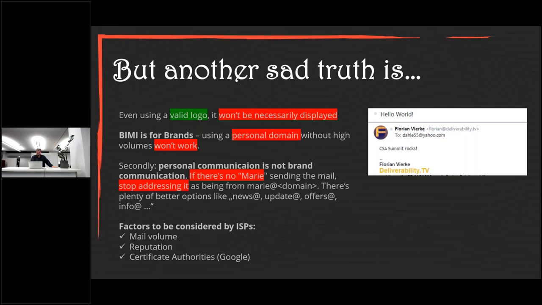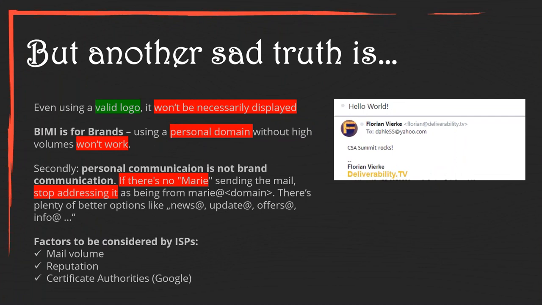Okay, I also want to speak about one sad truth. I wouldn't call it a showstopper, but if you try to implement it on a private domain like this one from me, and you expect your logo to be displayed correctly, it's not necessarily the case that it's happening, because personal communication is not brand communication, and BIMI is for brands. So I did several mistakes here. First of all, the sending domain is Florian @. And a brand is not a Florian and not a Mary. So stop pretending to be a person if you are in fact a brand, at least if you expect that your mail is being recognized as a brand mail, and it will be recognized as a brand mail.